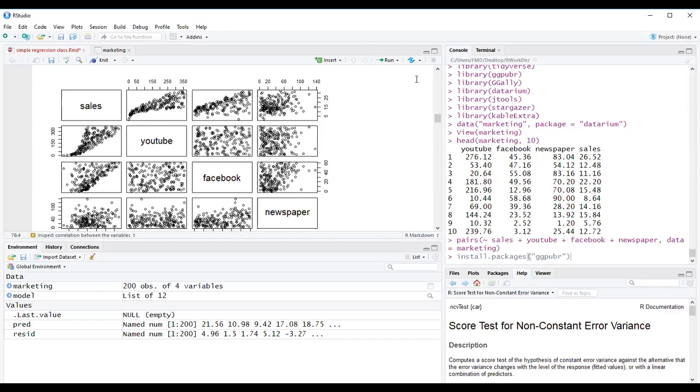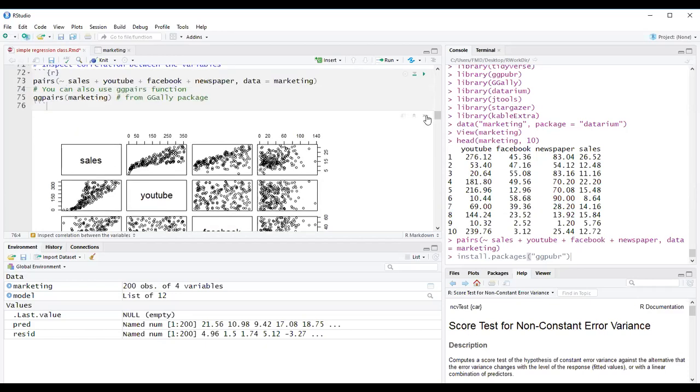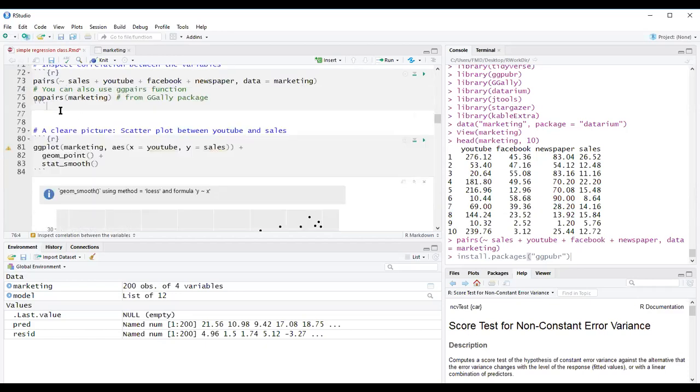So going back to our model, there's another way to plot the correlation. ggpairs is a very good way to plot the correlation, and this is coming from the GGally package. So let's plot this. The code is ggpairs and then marketing. We use this since marketing consists of your sales, YouTube, Facebook, and newspaper, just like this. So let's plot this.